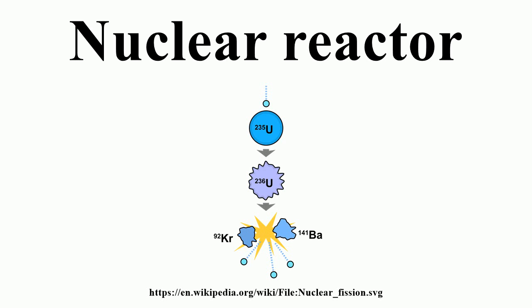A kilogram of uranium-235 converted via nuclear processes releases approximately 3 million times more energy than a kilogram of coal burned conventionally.